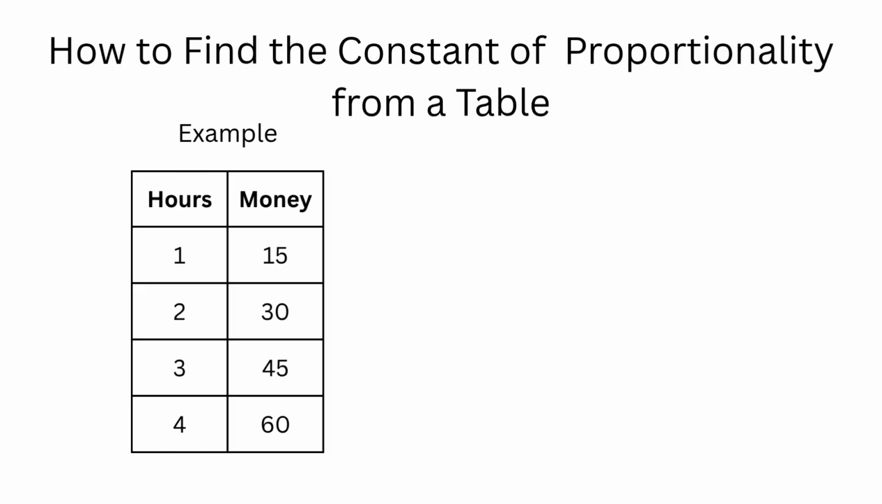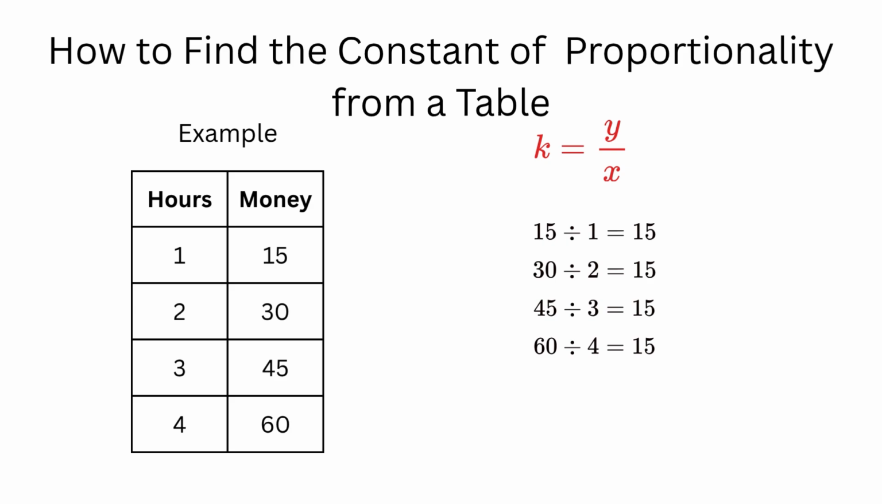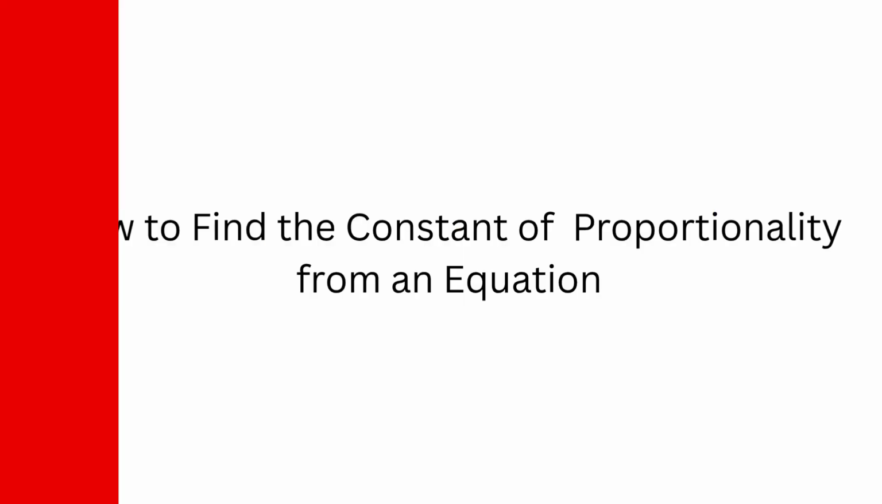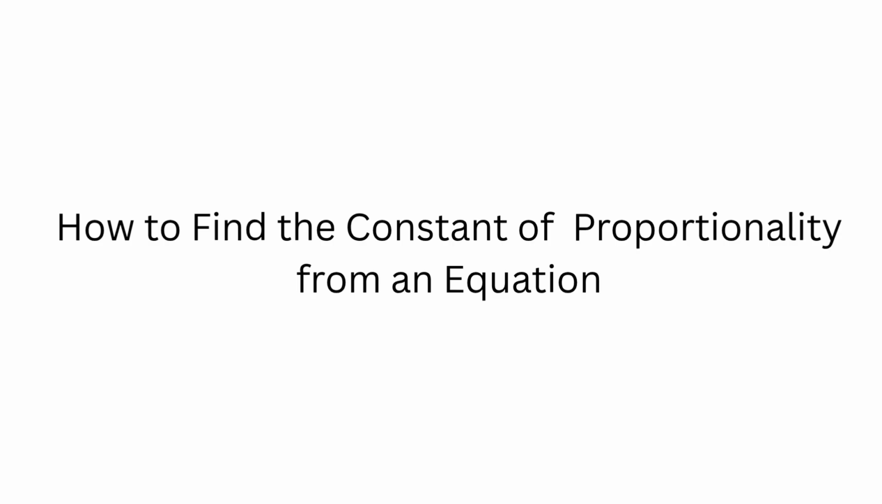In this table, for every row we divide Y by X, we get 15. Since it's always 15, that means the constant of proportionality is 15. We can say you earn $15 for every 1 hour worked. That's your K value. Now let's move on to equations.